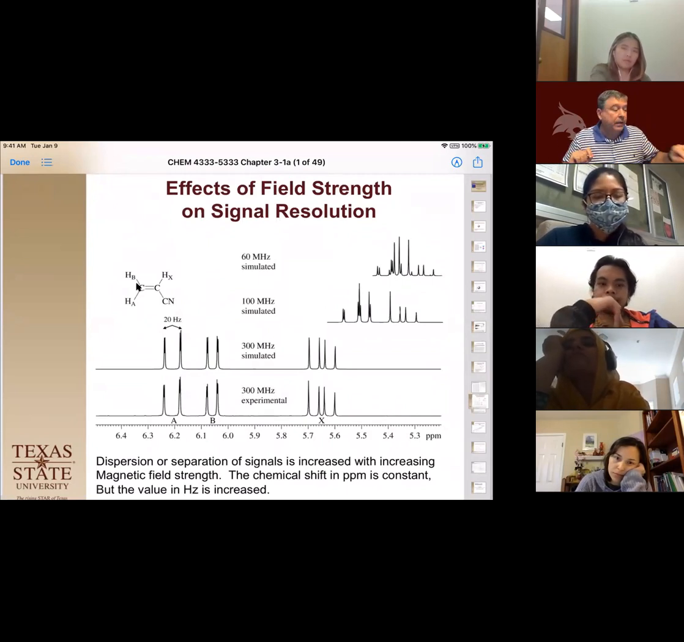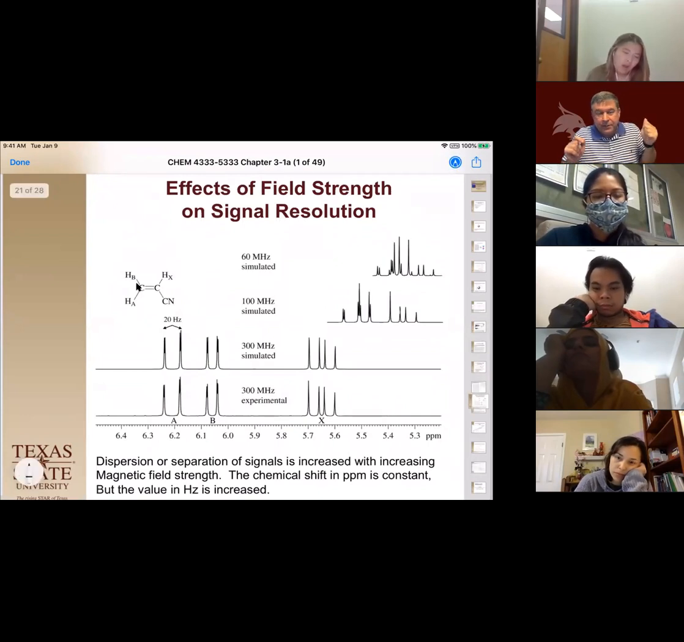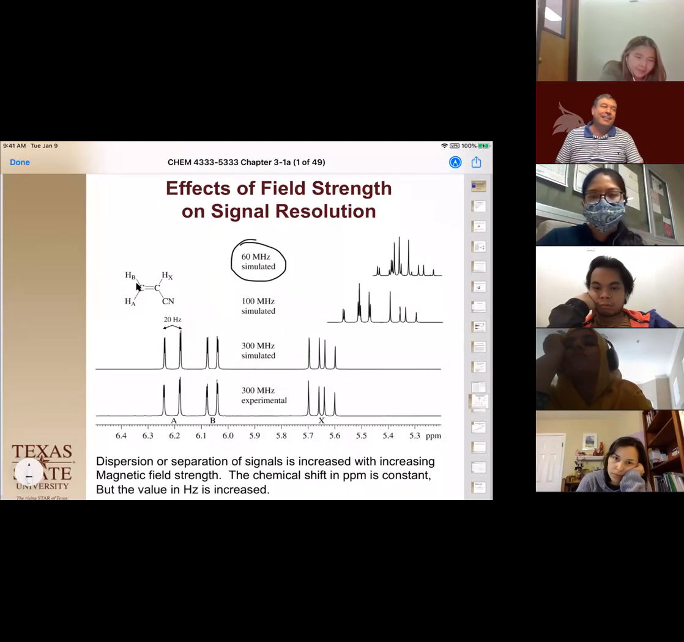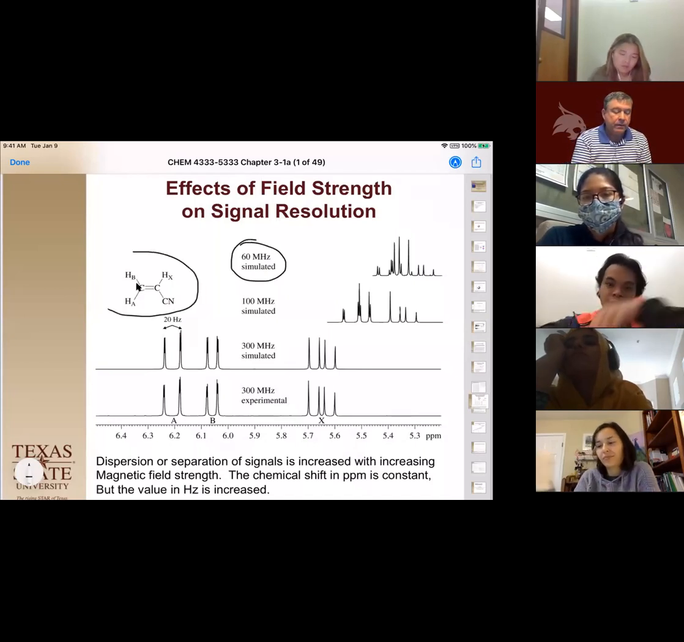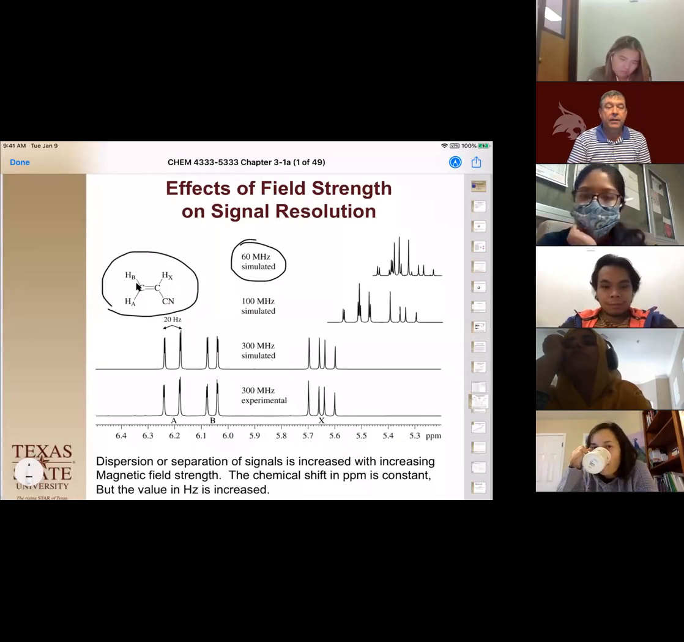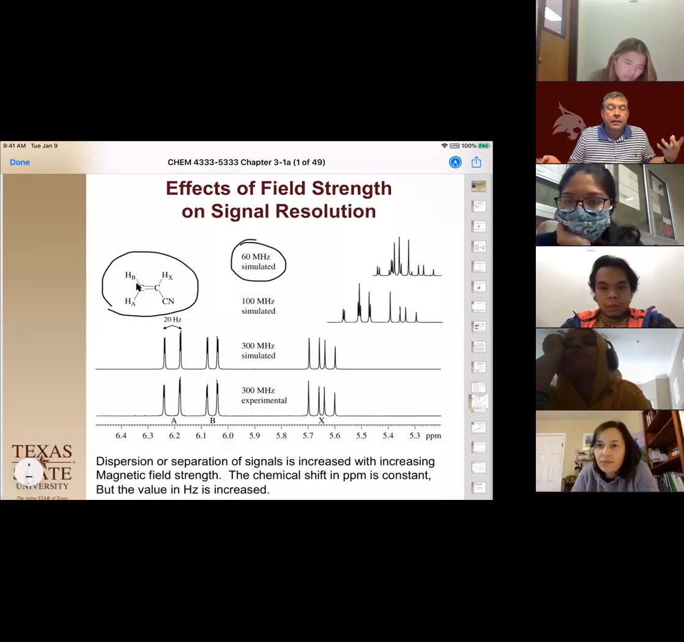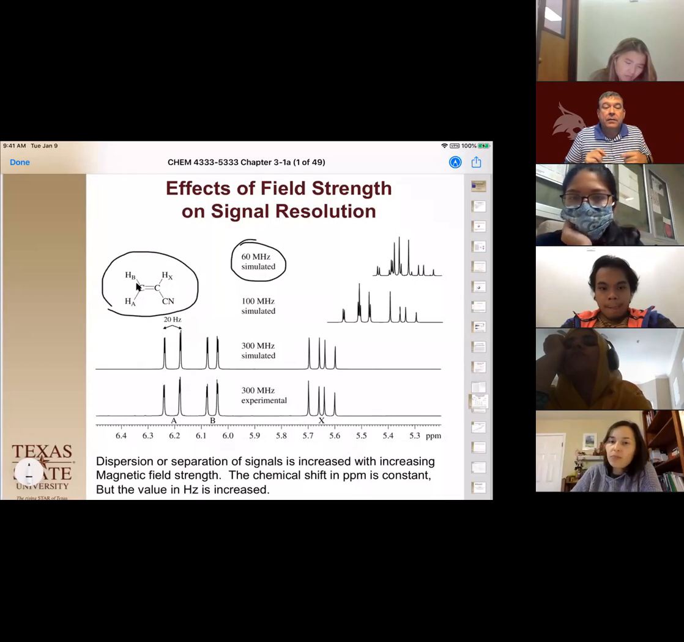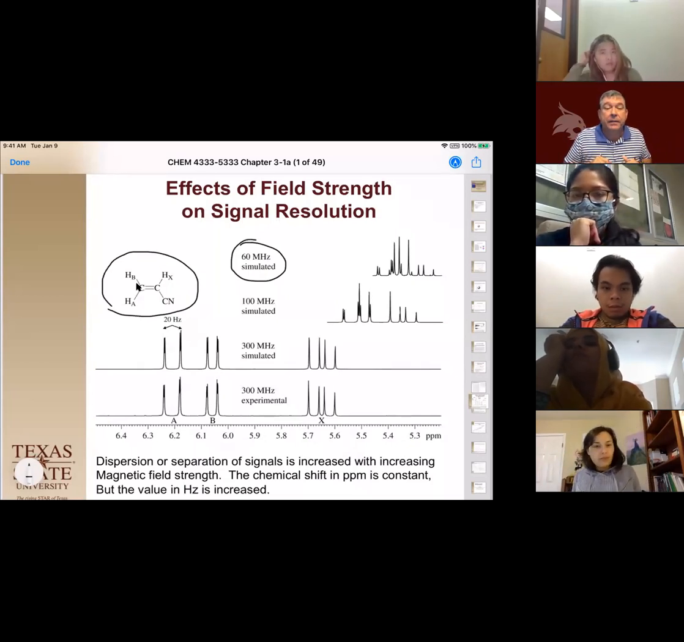So let me prove that with this demonstration here. When I first came to school here, we actually had a 60 megahertz NMR. And I actually used one here at Texas State. It was electromagnetic even, and it thumped. So if we took just this little, we have 3 hydrogens on this compound. This is cyanoacrylate, okay? But those three hydrogens, none of them are equal because of where they are in space, okay?